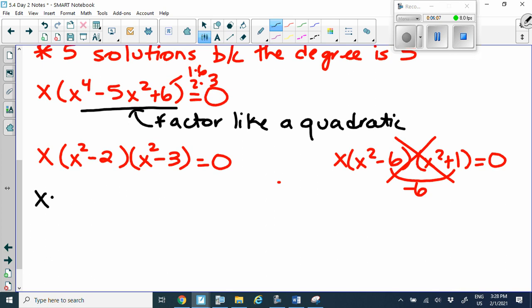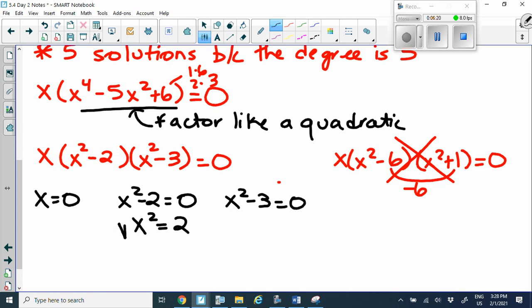So I set x equal to 0, my x squared minus 2 equal to 0, and my x squared minus 3 equal to 0. Well, x equals 0 is already solved for, so no need to do anything else. The other one I'm going to add 2 to both sides and then take the square root. I get x equals plus minus, because remember when we take the square root, we get 2 solutions, square root of 2.